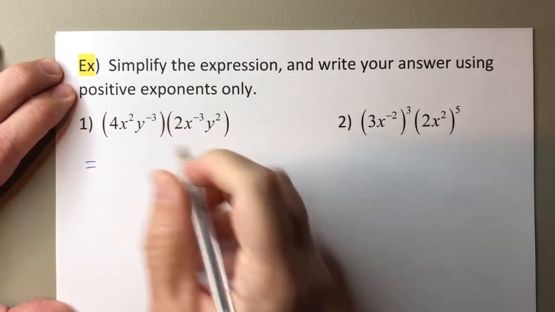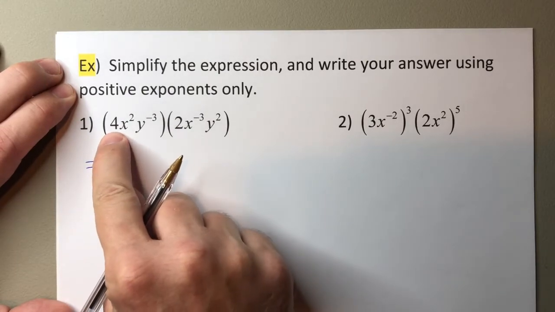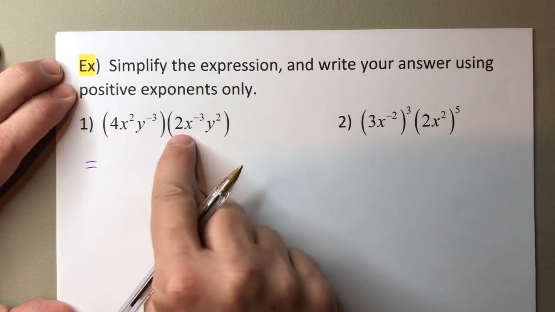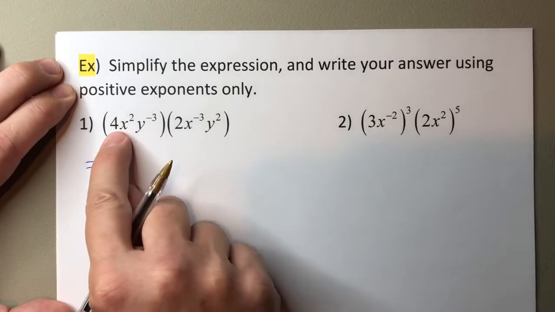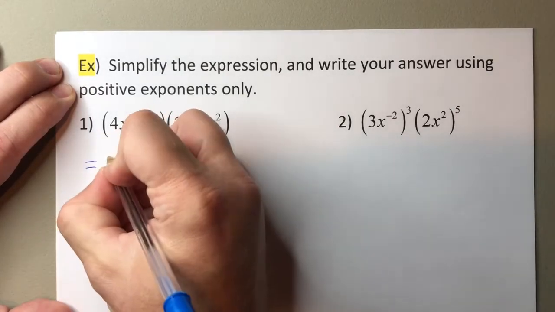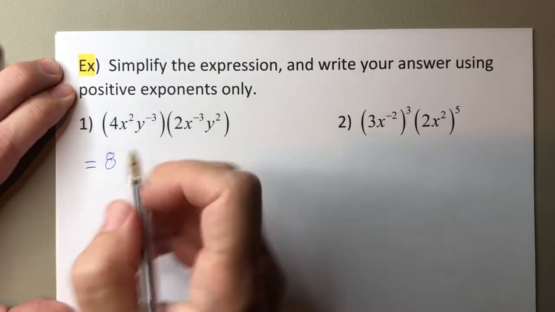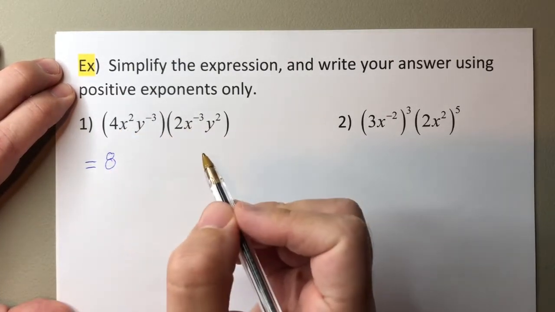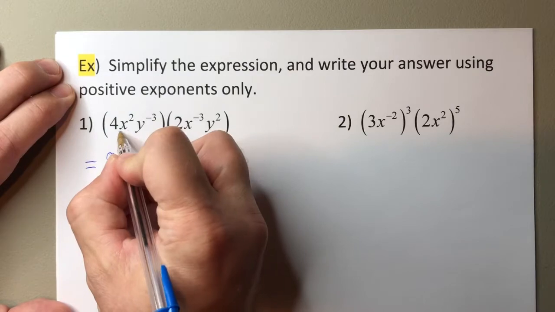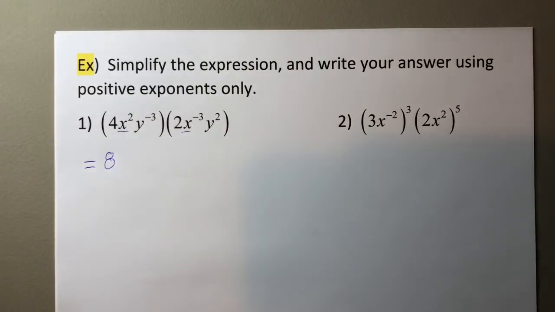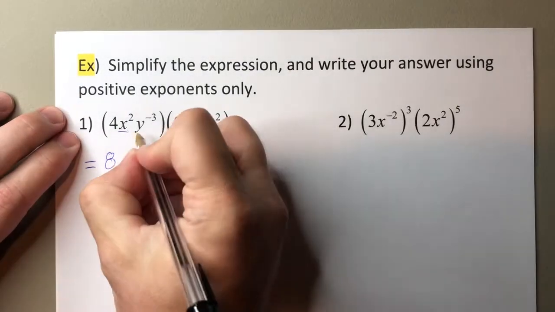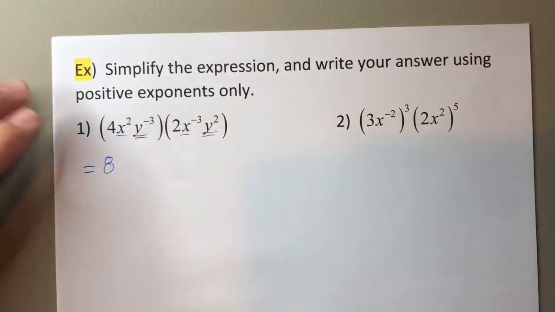Well, the first thing I recommend you do is look at what is called the numerical coefficient of each expression. All right, here we have a 4 and a 2. So the very first thing I'm going to do is multiply those two numbers together and get 8. The next thing I'm going to do is look for like bases. So in this case, do you see we have two pairs of like bases here? We have the x's, and we also have the y's.